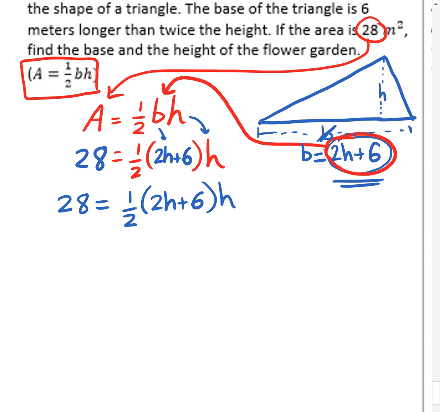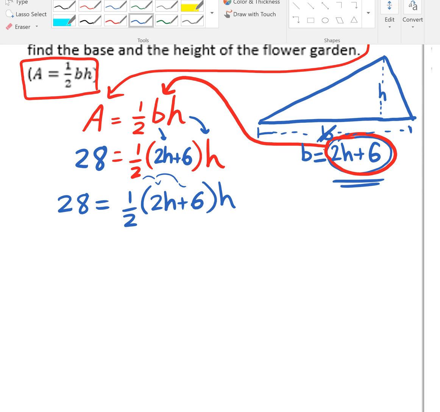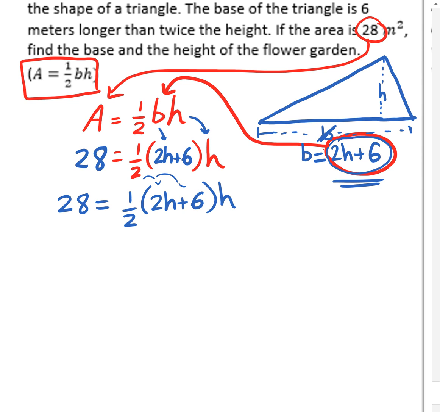You can either distribute this 1/2 into these parentheses, or you can multiply both sides by the least common denominator to get rid of that 1/2. And I think that's what I did when I did this problem. I said, you know what, I don't want to have to deal with that fraction, so the least common denominator here is 2. I'm just going to multiply both sides by 2, and that'll knock it out, because 2 times 1/2 is 1.